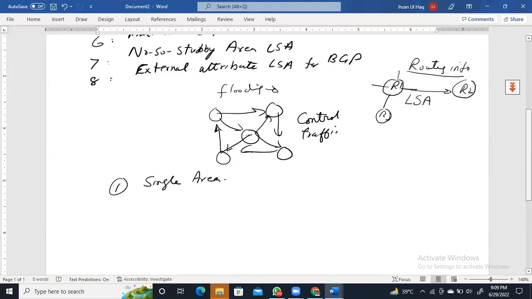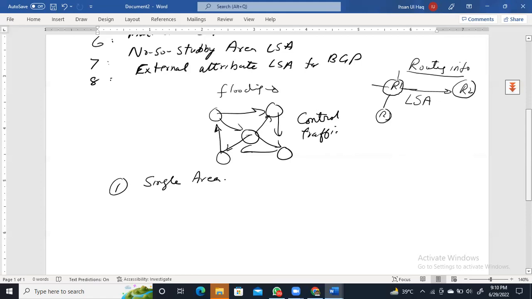What is the meaning of area? A group of routers, maybe 2, maybe 4, I'm not saying an even number, it means any number: 2, 3, 4, 5, 6, any. So you combine some number of routers and you call it an area.